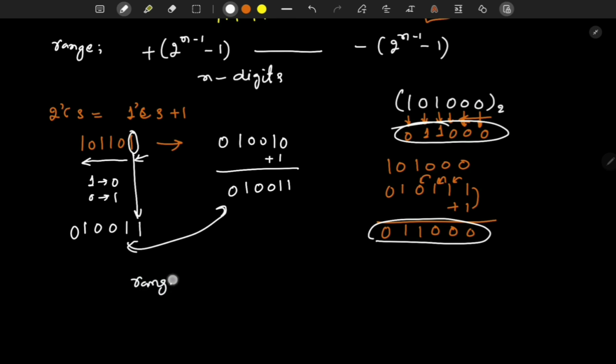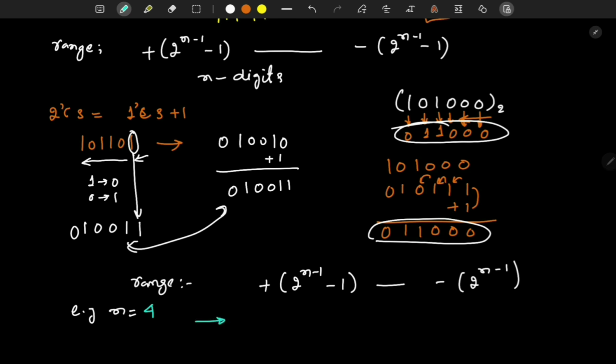The range of 2's complement representation of numbers is from plus 2 raised to the power n minus 1 minus 1 to minus 2 raised to the power n minus 1. For example, if n is equal to 4, we can represent the range of numbers from 2 raised to the power 3 minus 1 to minus 2 raised to the power 3, that is 7 to minus 8, using 4 digits. Now if we talk about the same range in the case of the 1's complement, this will be from 7 to -7.